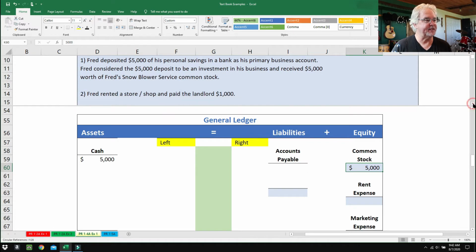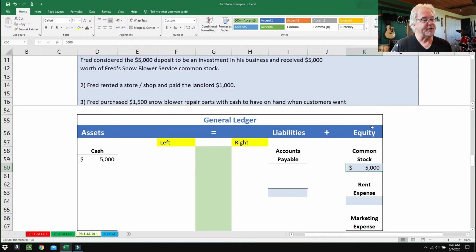Here we go, down to transaction number two. Fred rented a shop and paid the landlord $1,000. So cash is being spent for $1,000, and we will call that rent expense. Check this out. Since Fred is spending money, that's a negative $1,000 out of his cash account. Since we have a negative $1,000 on the left, we've got to have a negative $1,000 on the right. We've got to keep it in balance, folks. Rent expense, negative $1,000. So we are still in balance.